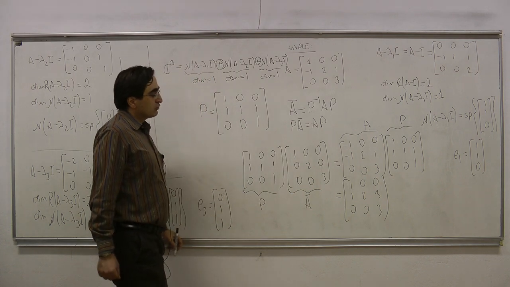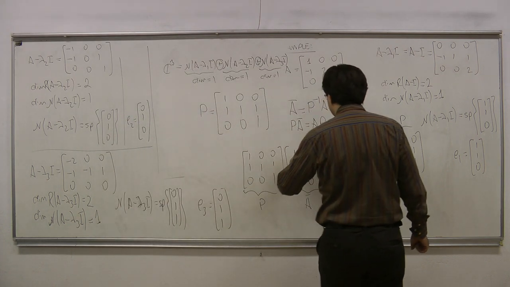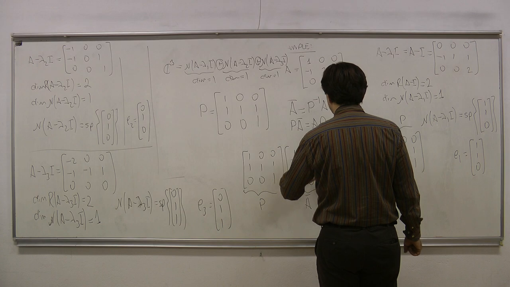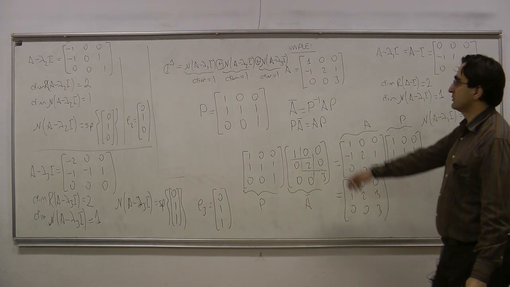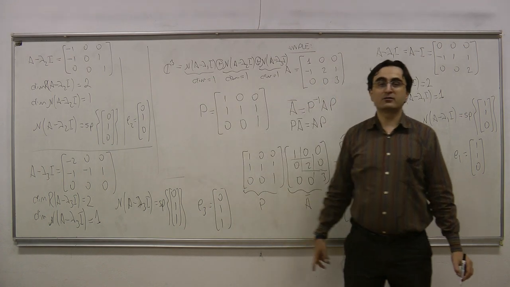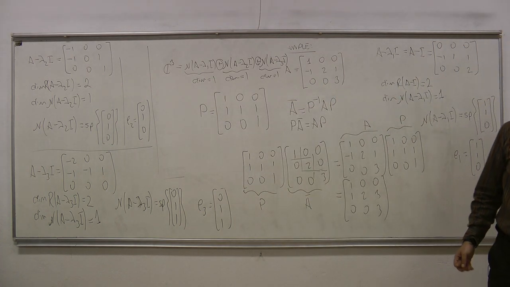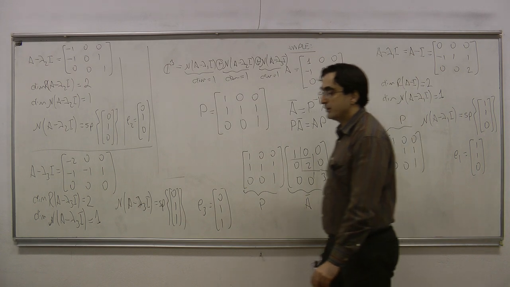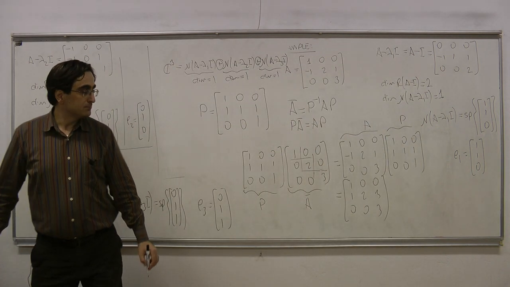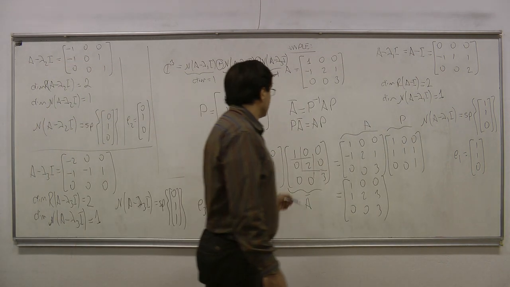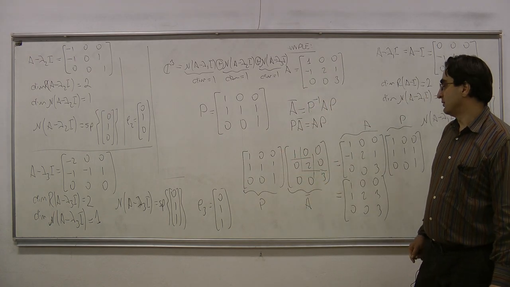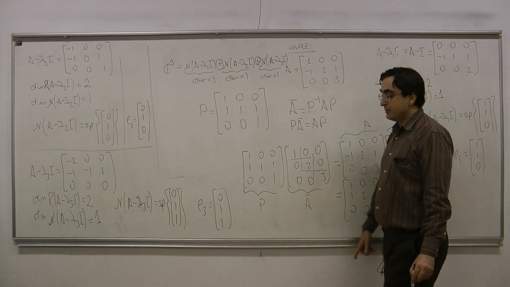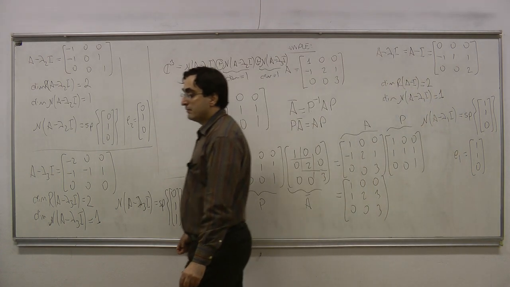So you see that A bar here is again block diagonal, but the blocks are one by one because the dimensions of these null spaces were just equal to one, and these null spaces were invariant under A. Okay? And you see that these are nothing but the eigenvalues, all right? So the diagonal elements are nothing but the eigenvalues.